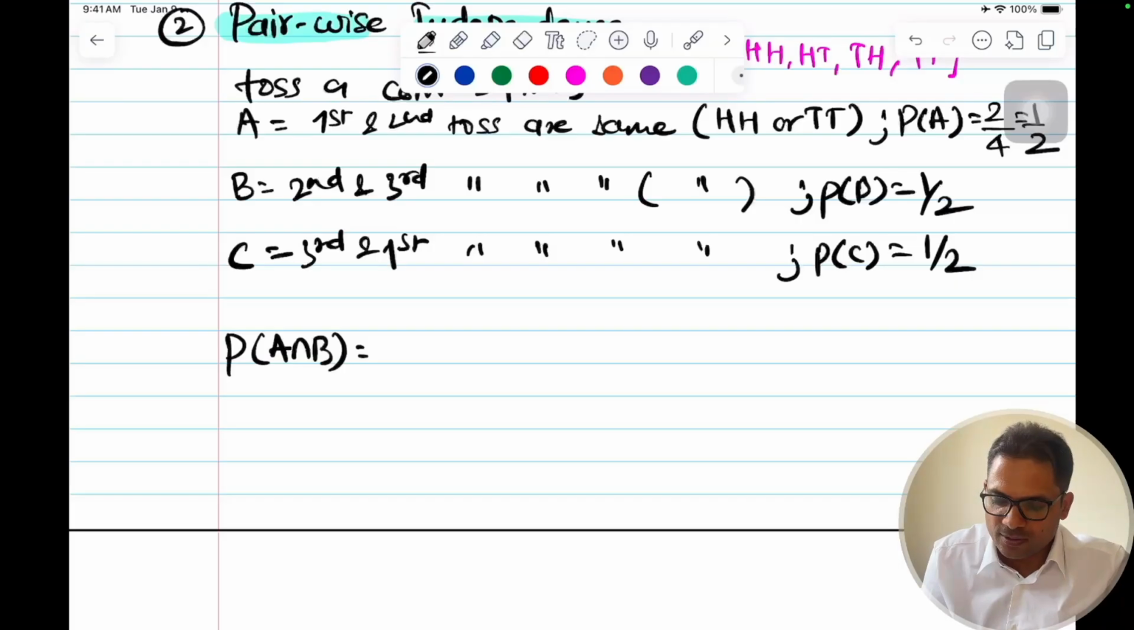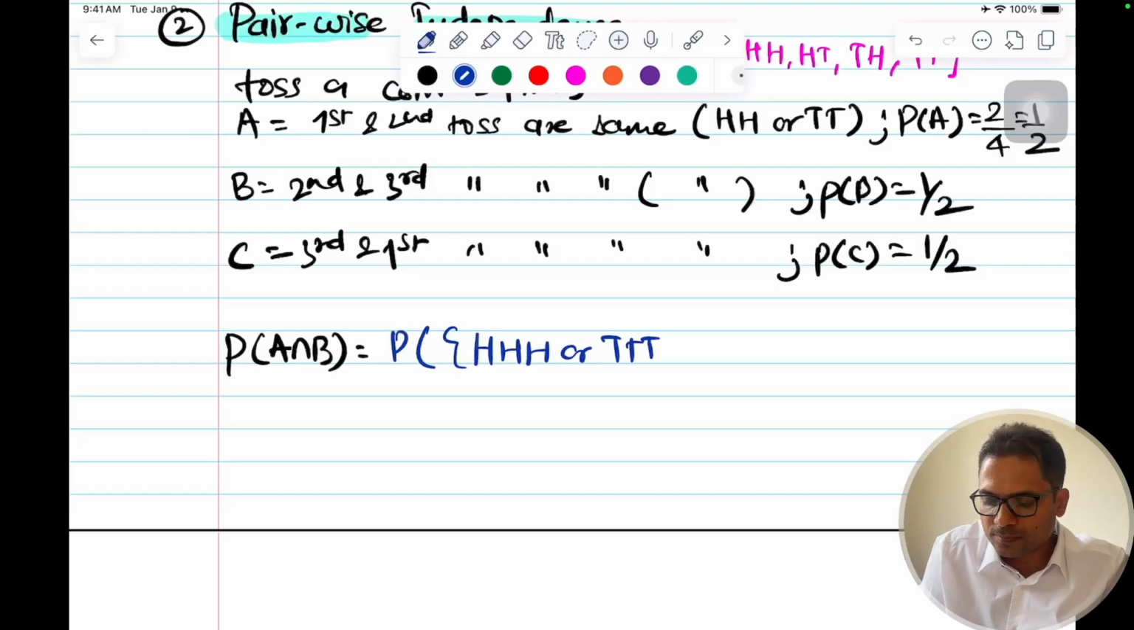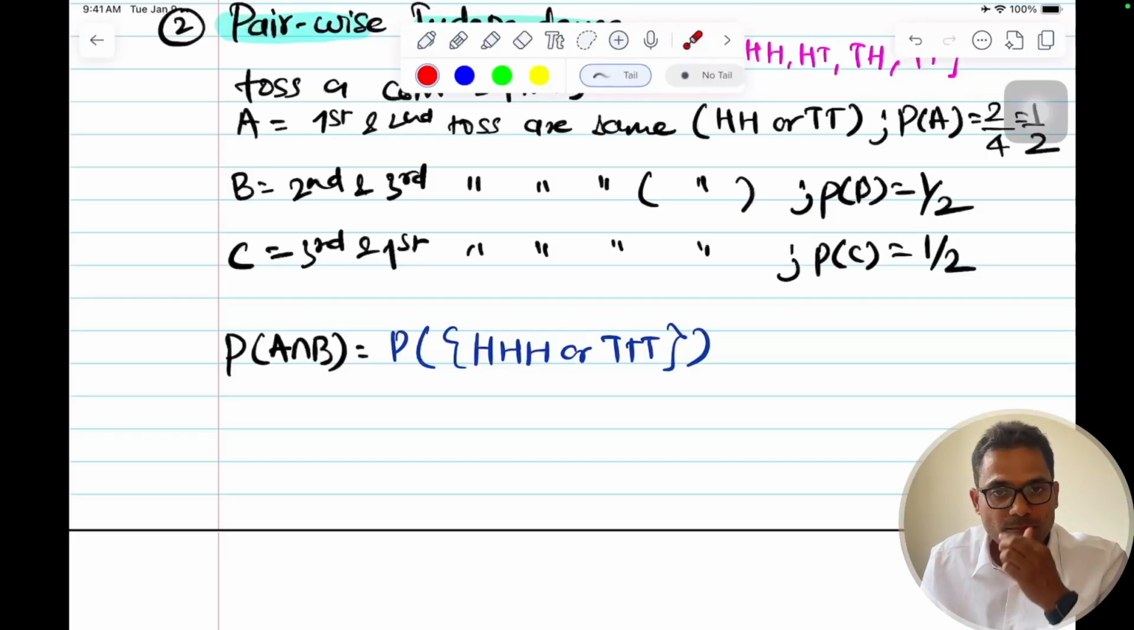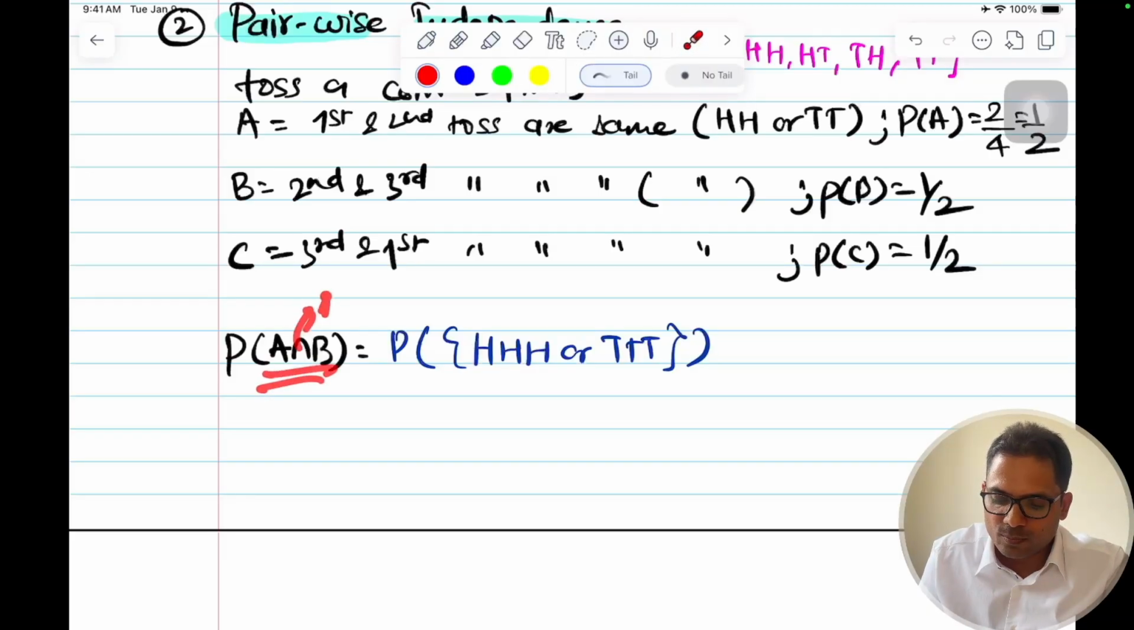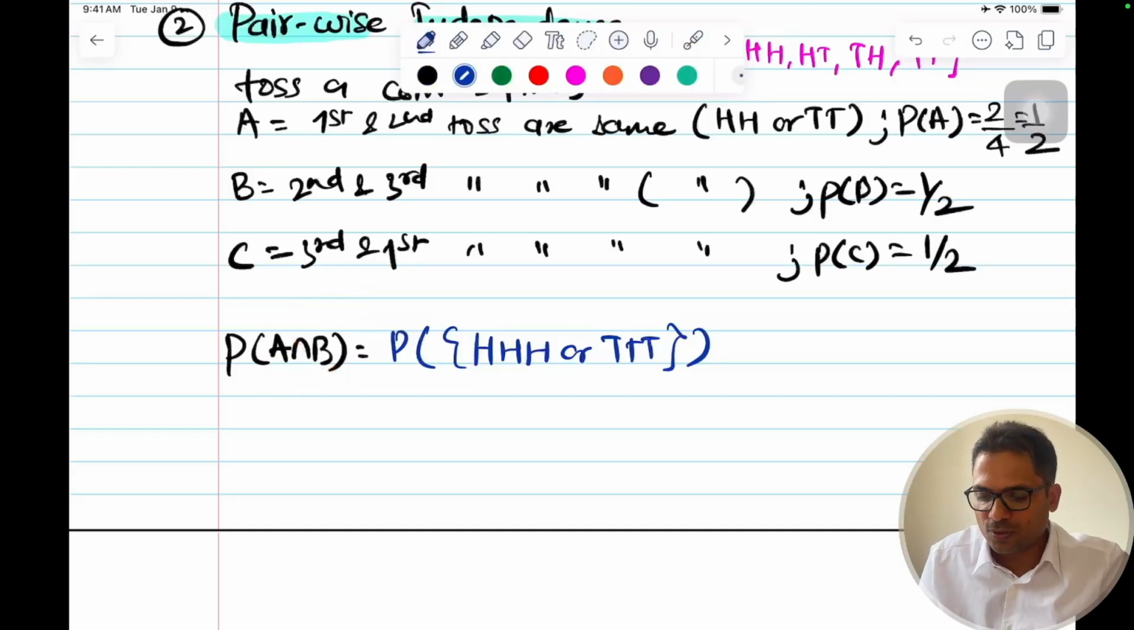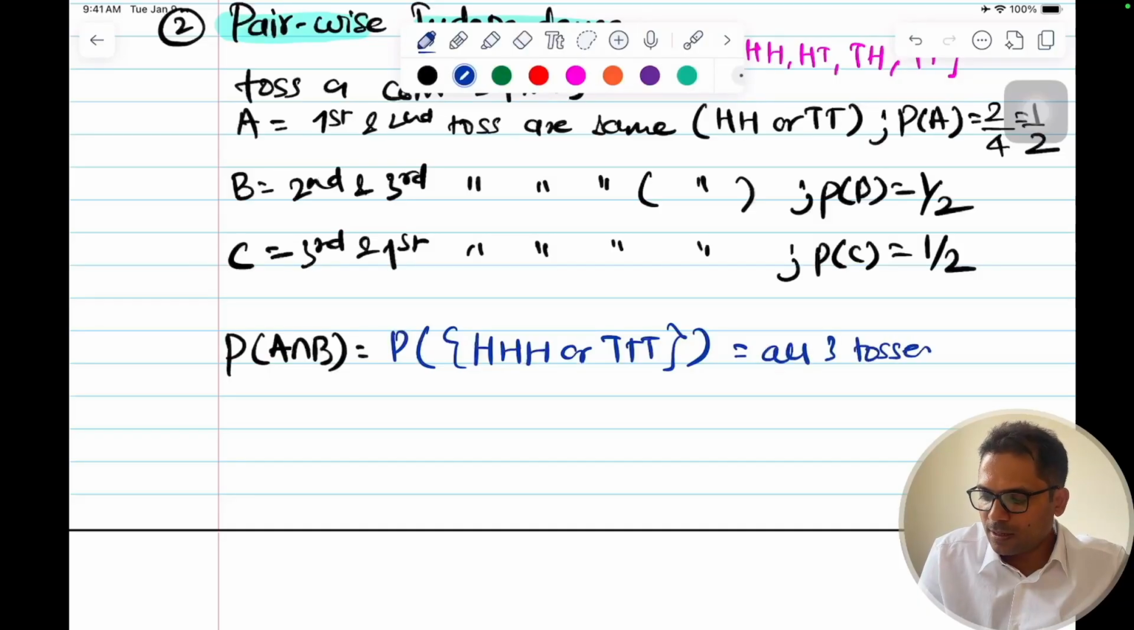So P of A intersection B will be the probability of getting head head head or tail tail tail in all the 3 tosses, right? A and B both are happening. What will be the value of this? All 3 tosses are the same. I'll write it for you in words. So the probability of this will be 2 by 8. This is equal to 1 by 4.